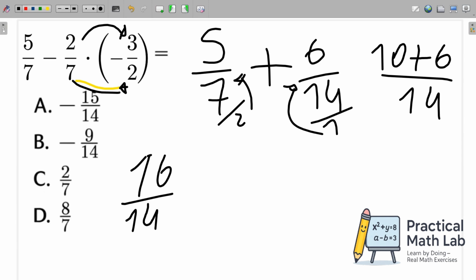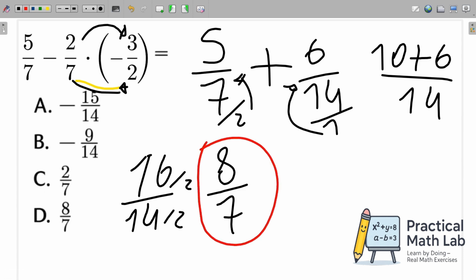Can we simplify this here? Yes, it's possible to simplify by dividing by 2. 16 divided by 2 is 8. 14 divided by 2 is 7. Can we simplify it now? No, we can't anymore. We can't divide by 2 or 3 and so on. So, the final answer is 8 over 7, which is option D.